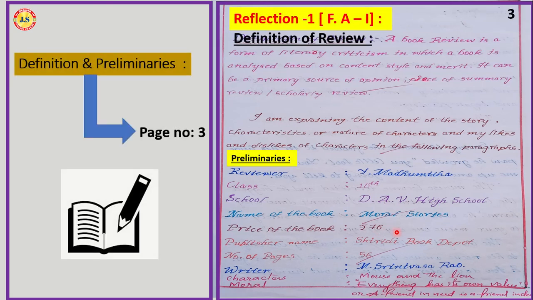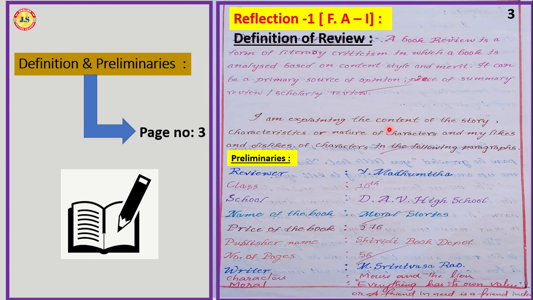Here the review can be started. Before you write the definition of review, you can write the heading reflection 1, FA1. Then after that you can write the definition of review. Under the definition of review you can write like this: a book review is a form of literary criticism in which a book is analyzed based on content, style and merit. It can be a primary source of opinion, a piece of summary, a review or a scholarly review.